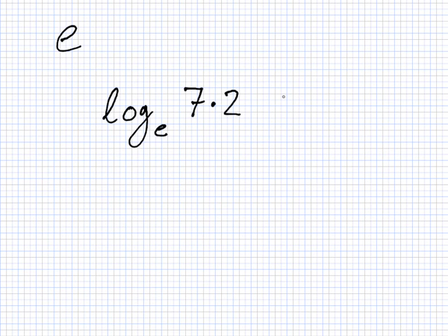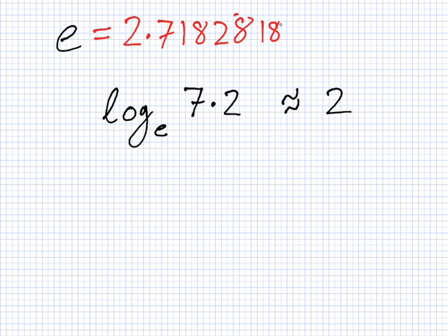Yesterday we saw a special number, e, and we can use it for logs as well. So we have log base e. So for example, log base e of 7.2, something like this, that's roughly 2. Do you remember what the value of e is? 2.7182. Yeah? Keep going. 2.71828, 1828.